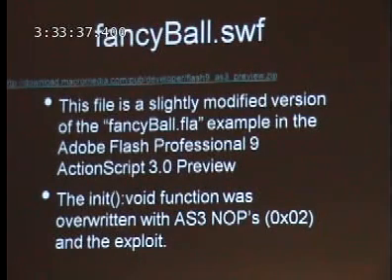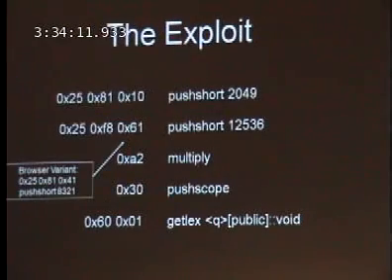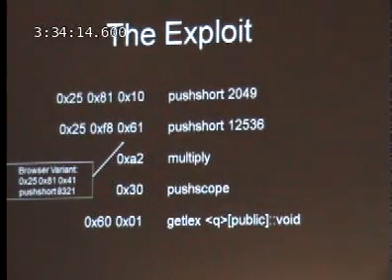So anyway, the actual embedded Flash file that had the exploit in it was called fancyball.fla, and I tracked down the original. It's in the SDK for Flash, and it's a demonstration program for how to make a bouncing ball in ActionScript. So the attacker or the person who wrote the exploit basically just hollowed out the init function in it with a bunch of no-ops and then stuck this in, and this is the actual exploit here.